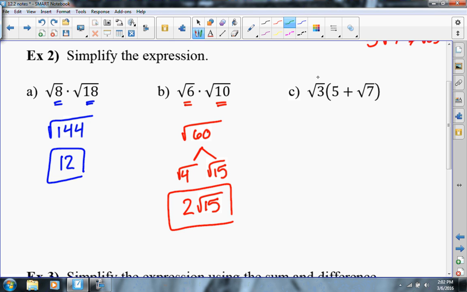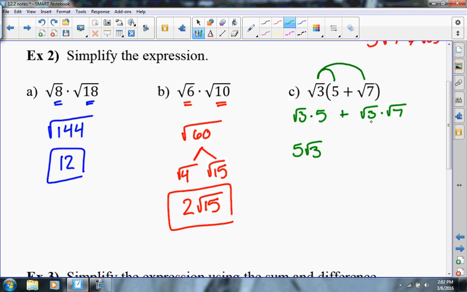So here I'm going to distribute the square root of 3 to the 5 and to the square root 7. So if you want to write it out, you can. I'm going to have the square root of 3 times 5 plus the square root of 3 times the square root of 7. Now writing the steps out is going to help you see that here in this first part I have a number times a square root. I can't do that. I can't multiply them together and get 15. So I just have to write it as 5 square root 3. We always want to write the whole number first and then the radical.